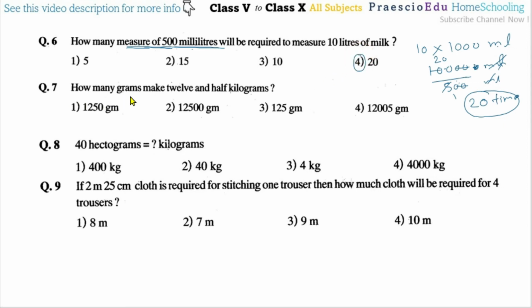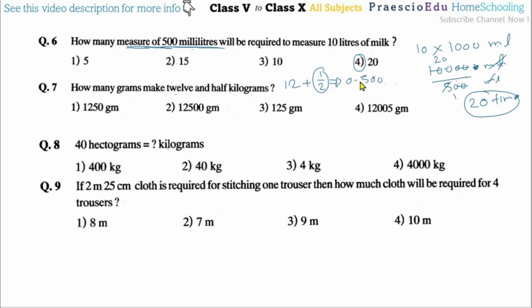Question number 7: how many grams make 12 and half kilogram? 12 and half means 12 plus half. Half we can write as 1 by 2, or another way, 0.5, and then the 12 we will maintain.